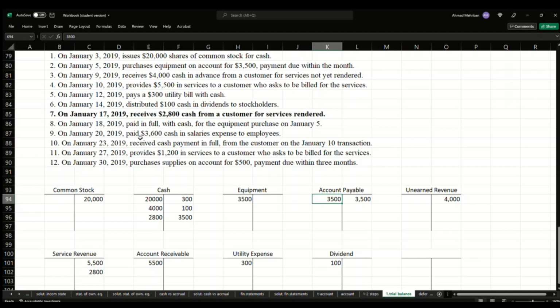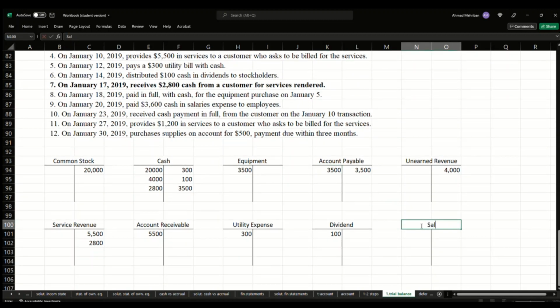On January 20, paid 3,600 cash in salaries expense to employees. Now we have to recognize salary expense. How much? 3,600. And it says that we paid in cash. Paying cash means cash out on the credit side.